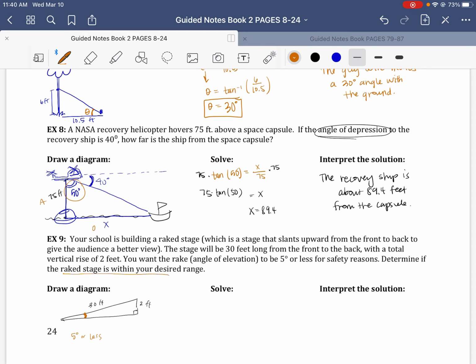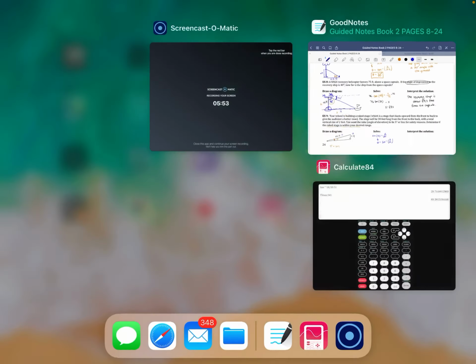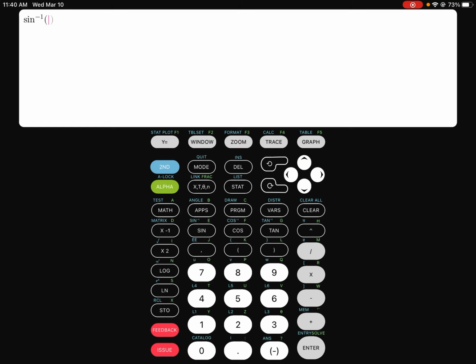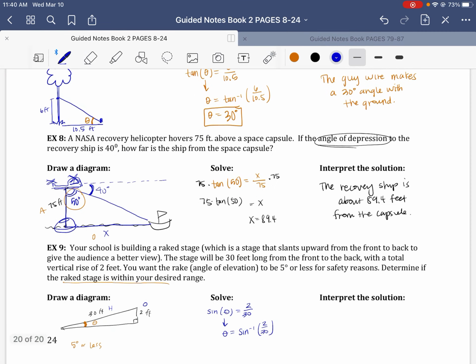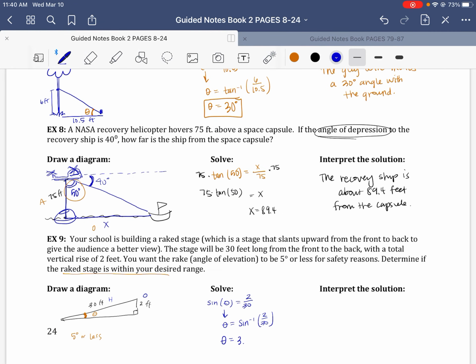So we're going to determine if the raked stage is within our desired range. So we don't know the angle, but we want to see what it is so we can decide if it's safe or not. So let's call it theta. Again, if I'm looking at that as my reference angle, then this side over here is leg opposite, and here's the hypotenuse, so we're going to use sine. So the sine of theta is equal to 2 over 30, and if I'm solving for theta, we use the inverse sine. So we do the inverse sine of 2 over 30, second sine, 2 divided by 30, and we get about 3.8. So theta, or the angle measure, is about 3.8 degrees, right?